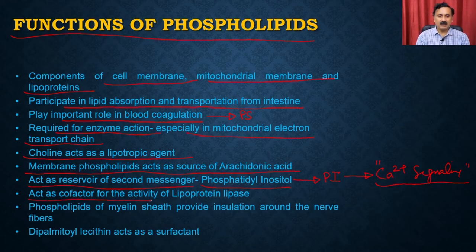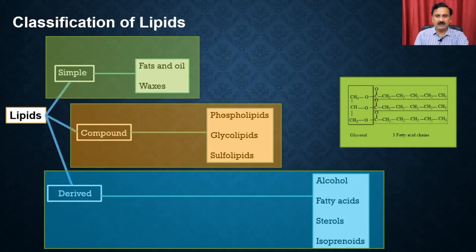It acts as a cofactor for the activity of the lipoprotein lipase, and the phospholipid of the myelin sheath provides the insulation around the nerve fibers, and the dipalmitoyl lecithin acts as a surfactant, which means it is going to function as a detergent. So these are the things we have discussed about the phospholipids.